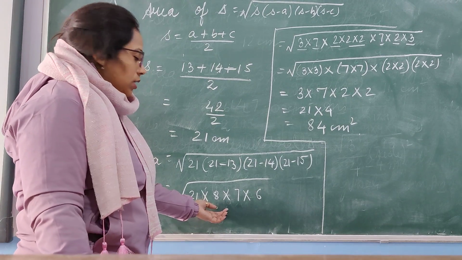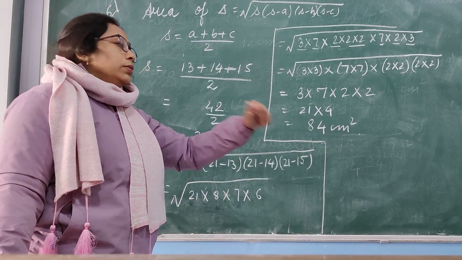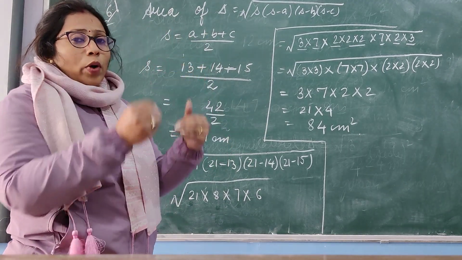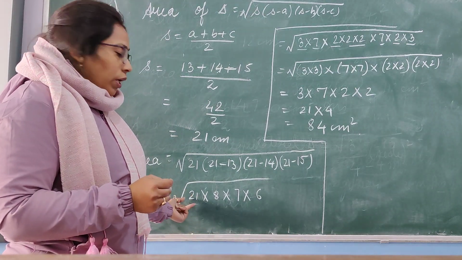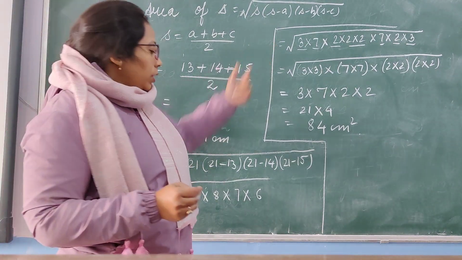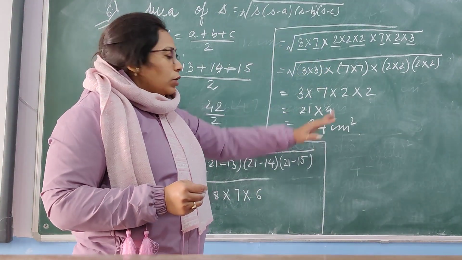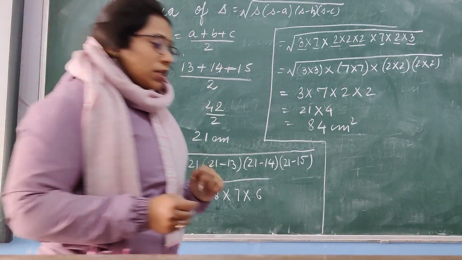And to calculate this, instead of multiplying everything together and then giving ourselves a headache finding the square root, we simplified the question. We took out the product, wrote these numbers as products of prime numbers, and then we calculated our value. I hope this is clear. Now let's see the second part of the question.